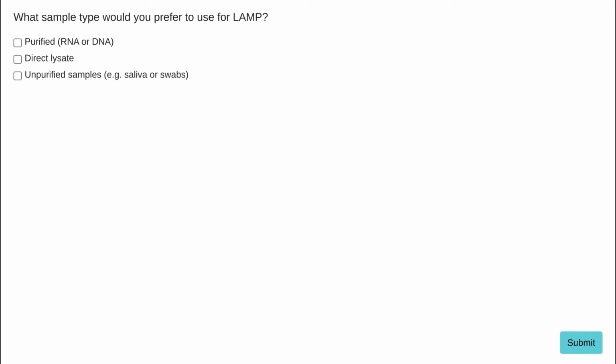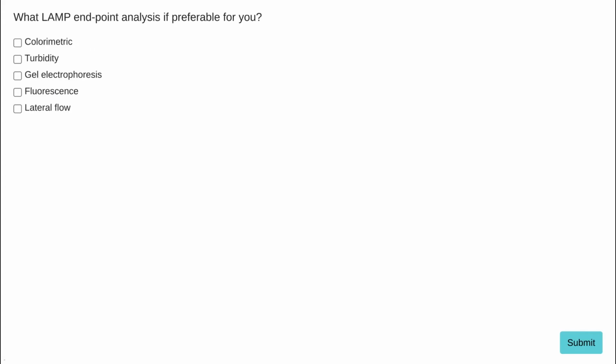And then moving on to our final poll question, what LAMP endpoint analysis is preferable for you? Colorimetric, turbidity, gel electrophoresis, fluorescence, lateral flow. Again, to record your answer, click on the one that best describes what your needs are. Question again, what LAMP endpoint analysis is preferable for you? Colorimetric, turbidity, gel electrophoresis, fluorescence, lateral flow. Make sure to click on the answer to record your answer.